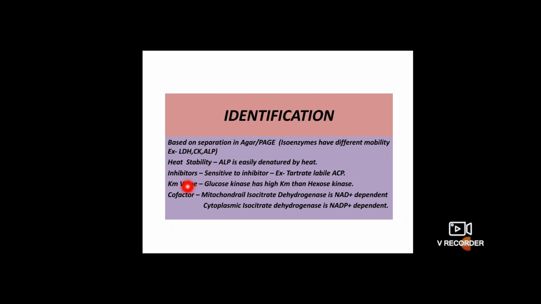The other one is inhibitors. Inhibitors are substances which bind with the enzyme and stop the reaction. For example, acid phosphatase is inhibited by tartrate; the labile form is sensitive, and the other is not sensitive. It will withstand the inhibitor.